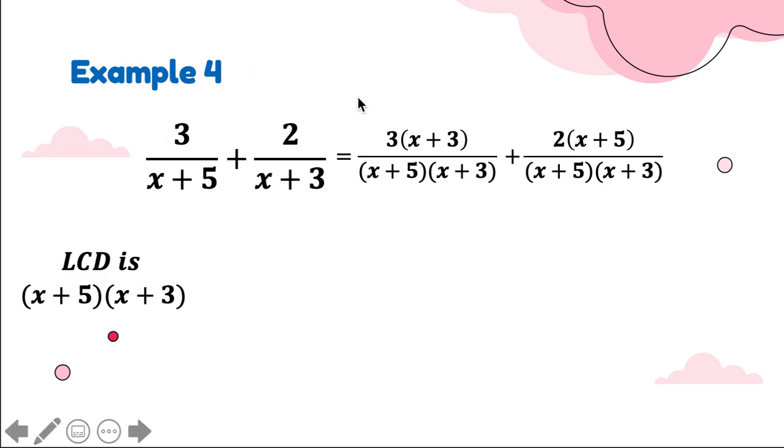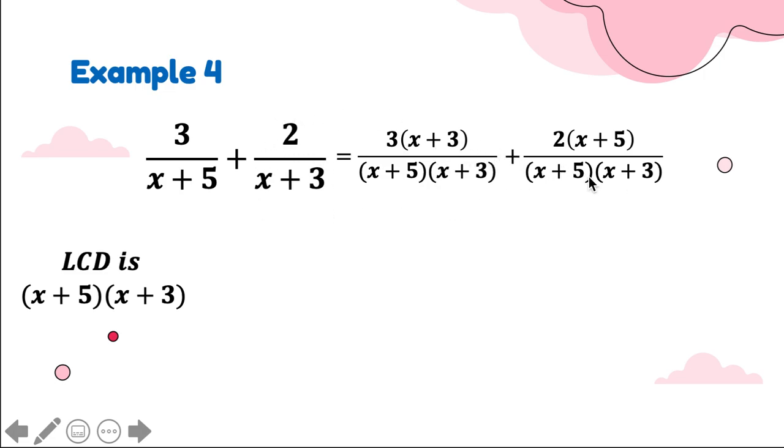Okay? So proceed. x plus 5 and x plus 3 divided by x plus 5, the answer will just be x plus 3. And then we have to multiply it to the numerators. That's why it is 3 times x plus 3. Plus, let's proceed to the second fraction.